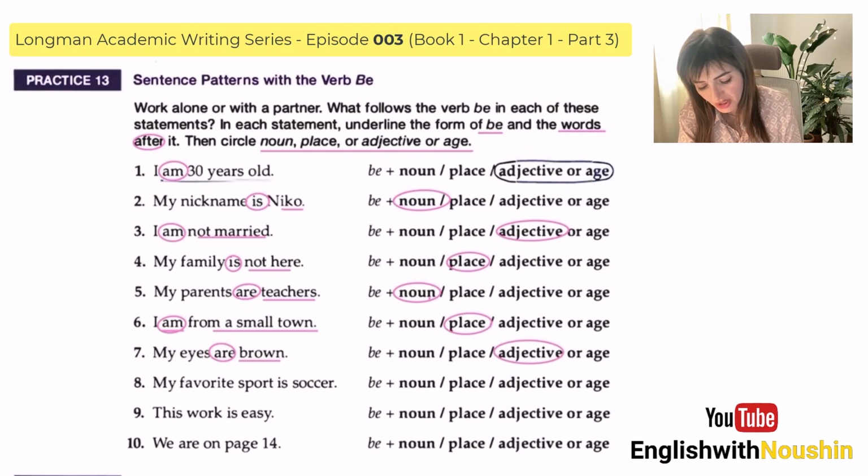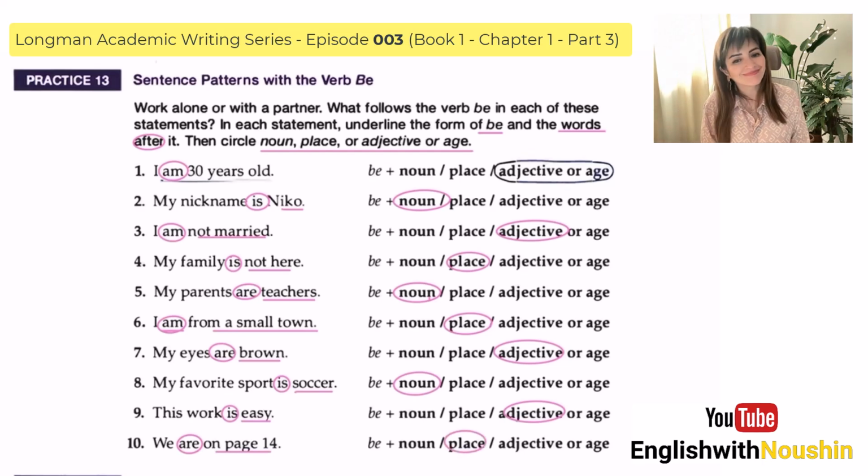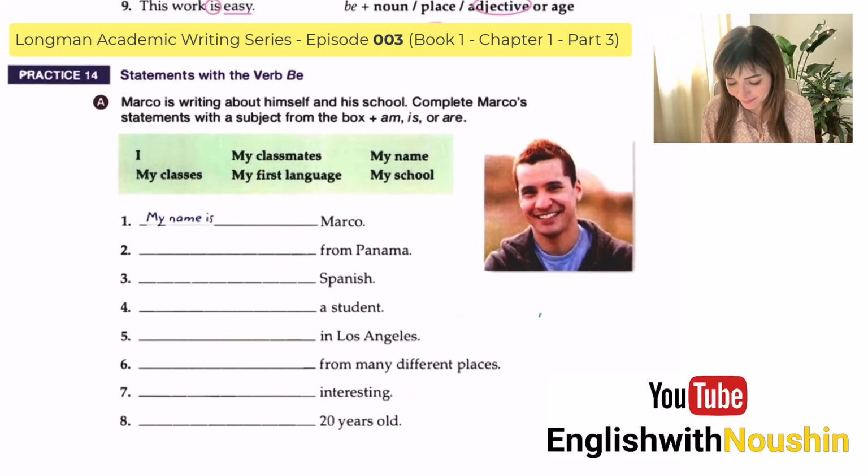My favorite sport is soccer. Soccer is a noun. This work is easy. Easy is an adjective. And we are on page 14. Are on page 14 is a place. Wow. Next part, practice 14. We want to make statements with the verb to be.